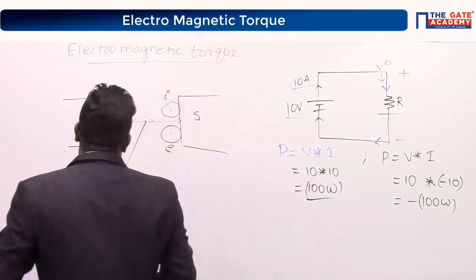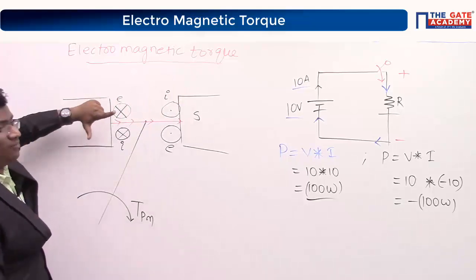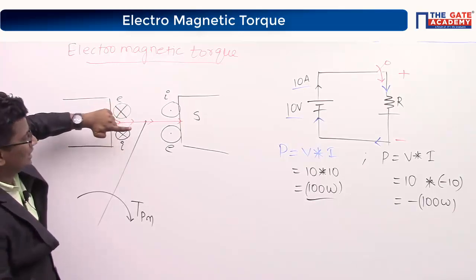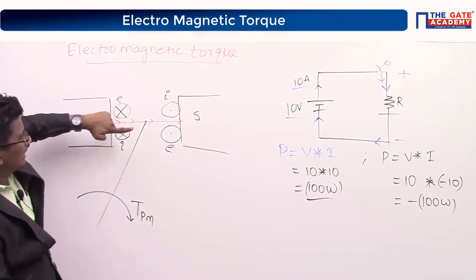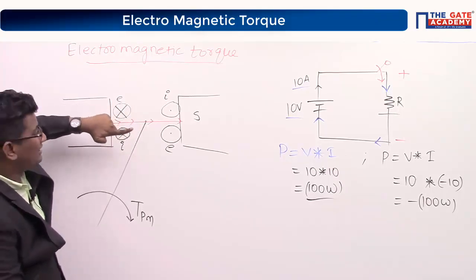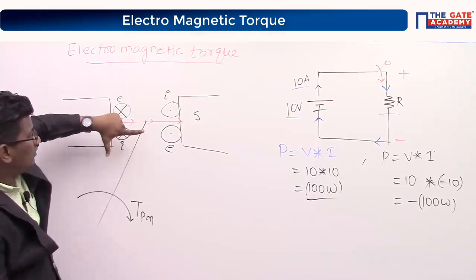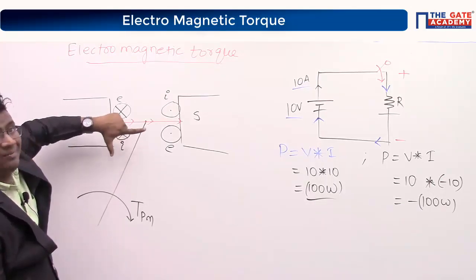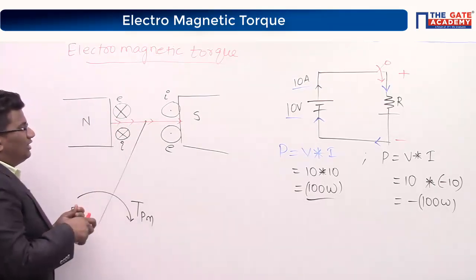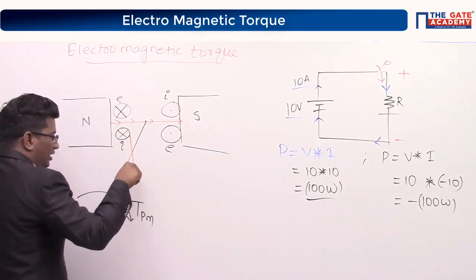Now you tell me, what is the flux direction? Look at the left hand. The flux direction is from north to south. The current direction is into the board. Flux direction is north to south, current direction is into the board. Then in which direction is the force acting? Tell me, is the force acting downwards or upwards? Very good. Under the north side, the force on the conductor is acting downwards.